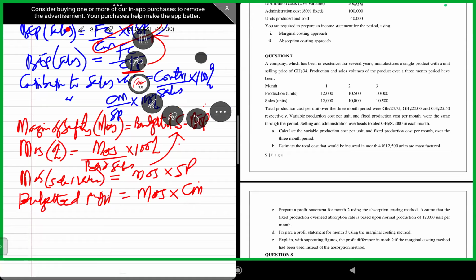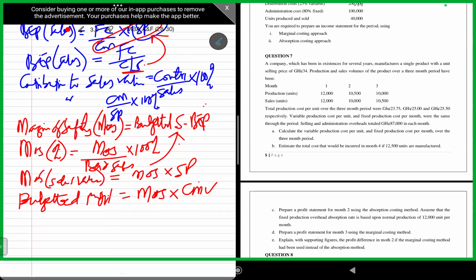If you want to go a long way, we can find the total revenue on the whole budgeted sales, find the total cost on the whole budgeted sales, then deduct, and we can still come to the same value of margin of safety times contribution margin. So why don't we just stick to this short form or formula, and that'll be fine.